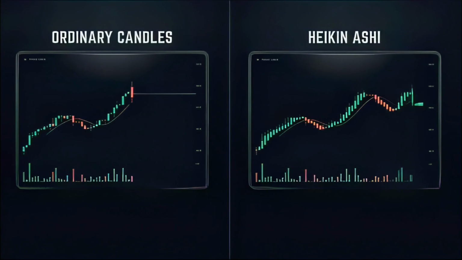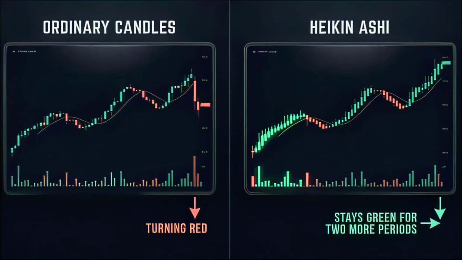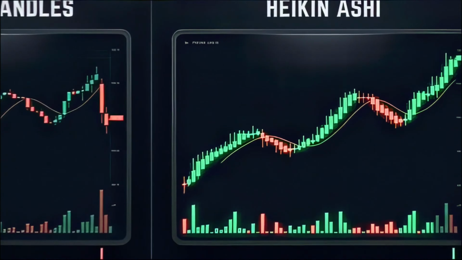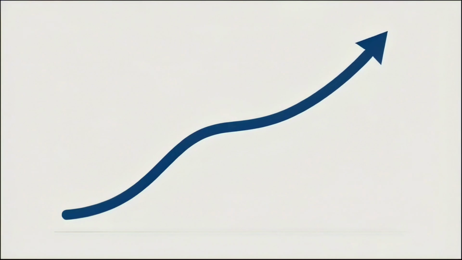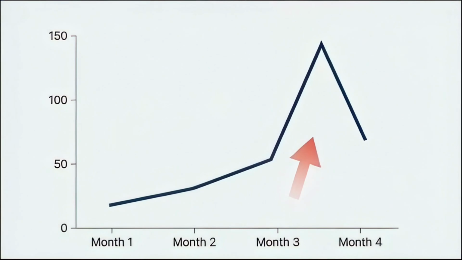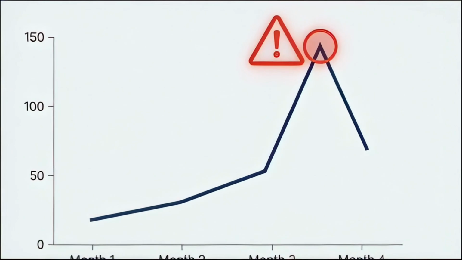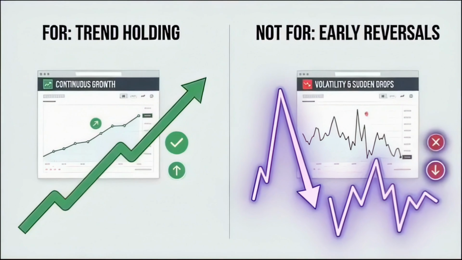At a genuine reversal, it will keep printing the old color for a candle or two after price has actually turned. You are trading a version of the chart that is deliberately slow. That trade-off is fine when you are holding a trend and want to ignore small moves. It is a real problem when you are trying to catch a turn early, which tells you exactly what this tool is for and what it is not for.